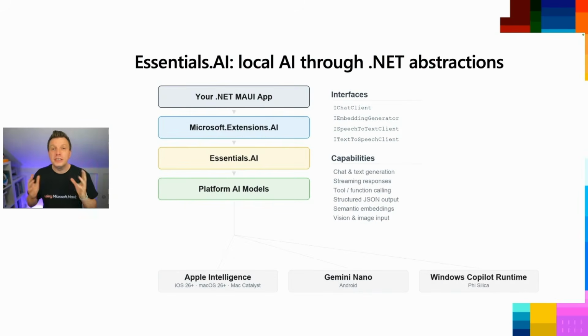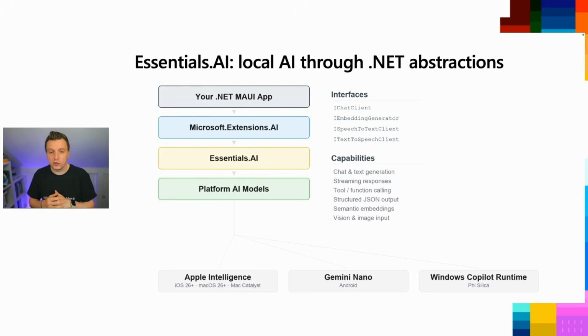Then we have Essentials.ai. So you probably already know Microsoft.Extensions.AI. Now we also have Microsoft.Maui.Essentials.AI. Lots of AI there, which builds on top of Microsoft.Extensions.AI. So that is already your unified library, your unified API to work with whatever AI model, wherever it lives, local, remote. You don't have to change any code, just plug it in and it will work.